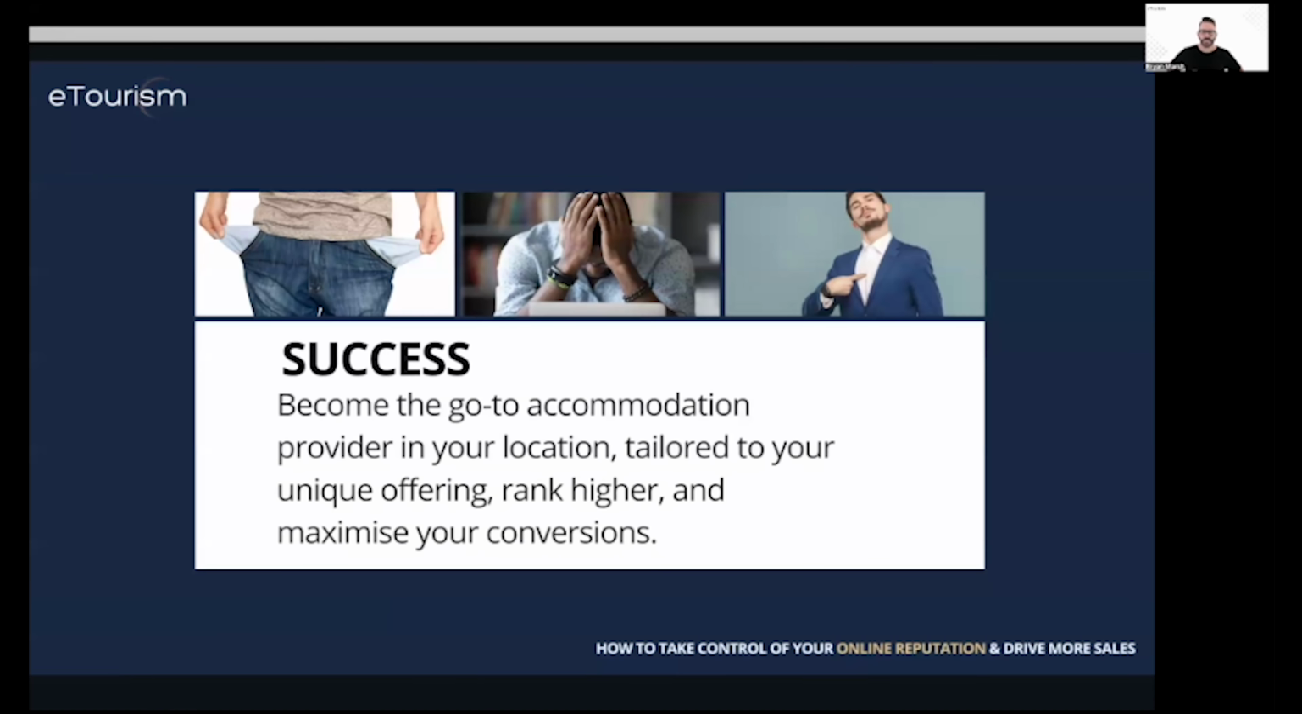The success result is becoming the go-to accommodation provider in your location, tailored to your unique offering, ranking higher, and maximizing your conversions. No two hotels or properties in the same area are the same, so everyone is unique. But this gives us hope that by making these changes, it will actually drive new business.